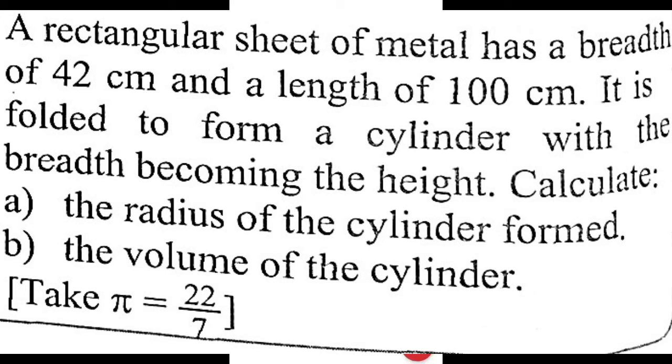So the last question is, a rectangular sheet of metal has a breadth of 42 centimeters and a length of 100 centimeters. It is folded to form a cylinder with the breadth becoming the height. Calculate A, the radius of the cylinder formed. B, the volume of the cylinder. Our pi is 22/7. So you have to do a bit of demonstration here.